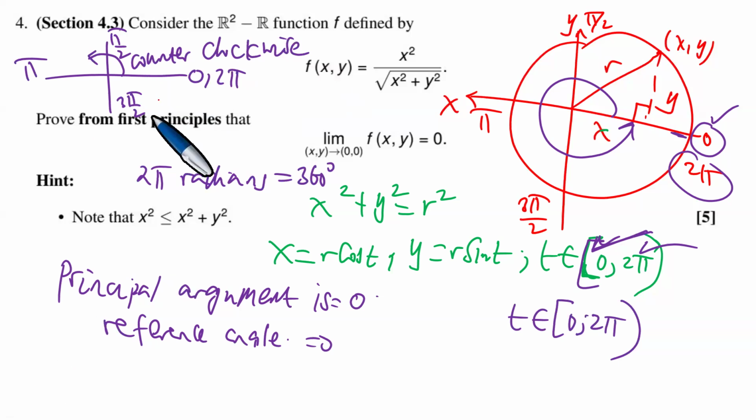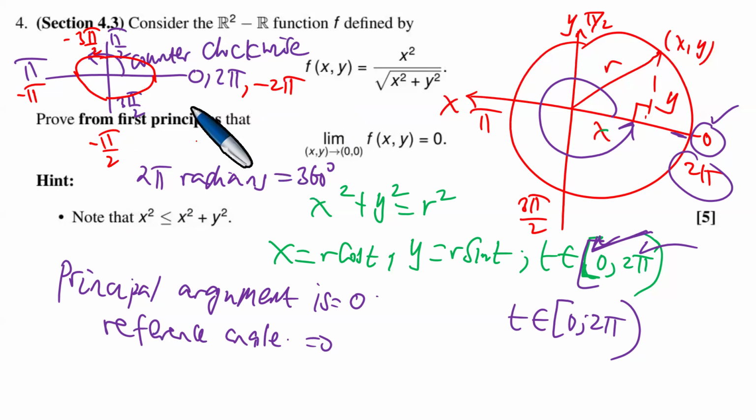But it's not the only way to measure angles, because we can start from 0 and go clockwise, like a clock. Every time we start from 0 and go here, this is minus pi over 2. Then we have minus pi, then minus 3 pi over 2, and then minus 2 pi. So either 0, 2 pi, or minus 2 pi, depending on the direction of measurement. So clockwise becomes negative.